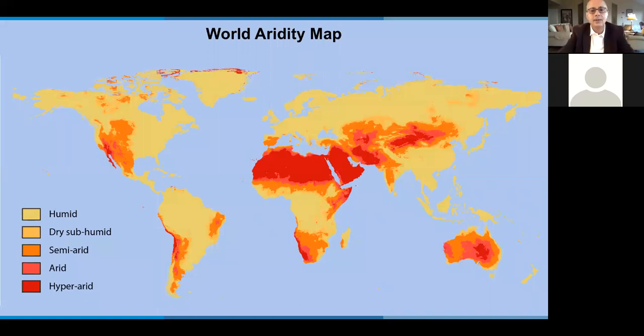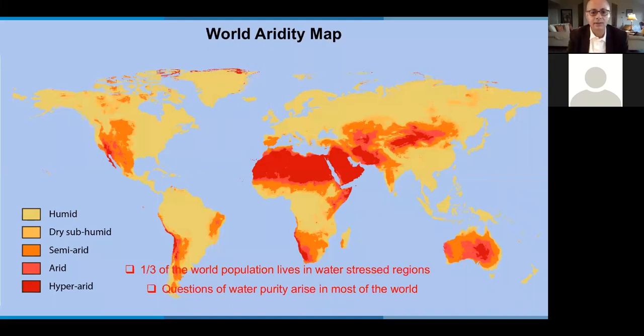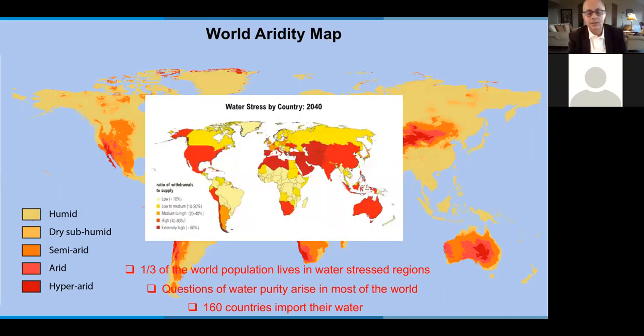So this is a map of the world with areas that are water stressed being highlighted in increasing shades of red. So anything that is not yellow, you can think of it as being dry. And about a third of the world lives in water stressed regions. And I think the other aspect that's not often talked about is that even the water world has some questions about water purity. So that's also a challenge even in areas of the world where there's plenty of water. And for many countries, this is a national security problem, because when 160 countries in the world are importing their water, you can imagine that this is a contentious issue, and it represents survival of different nations as their water is being imported.